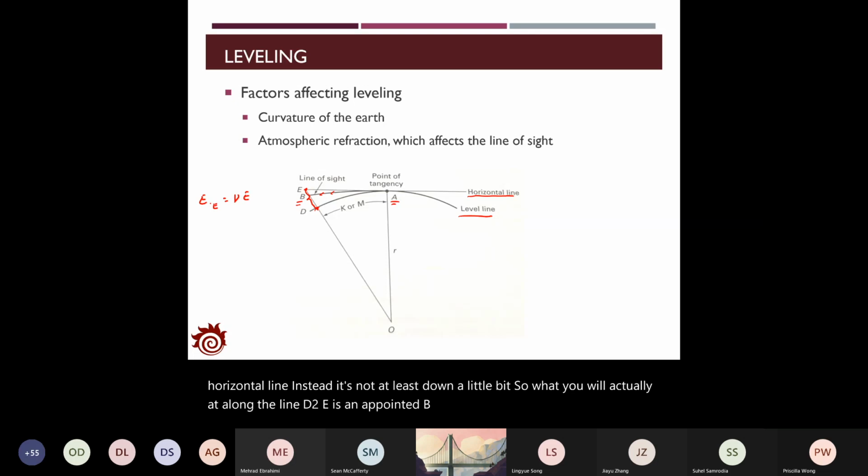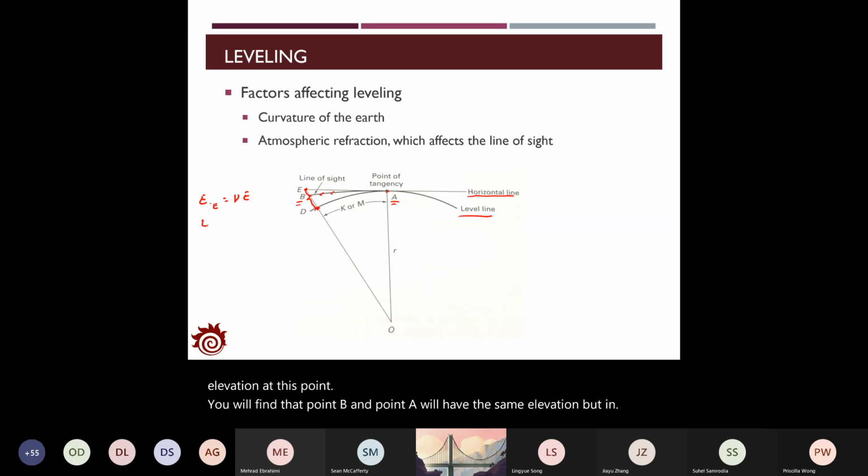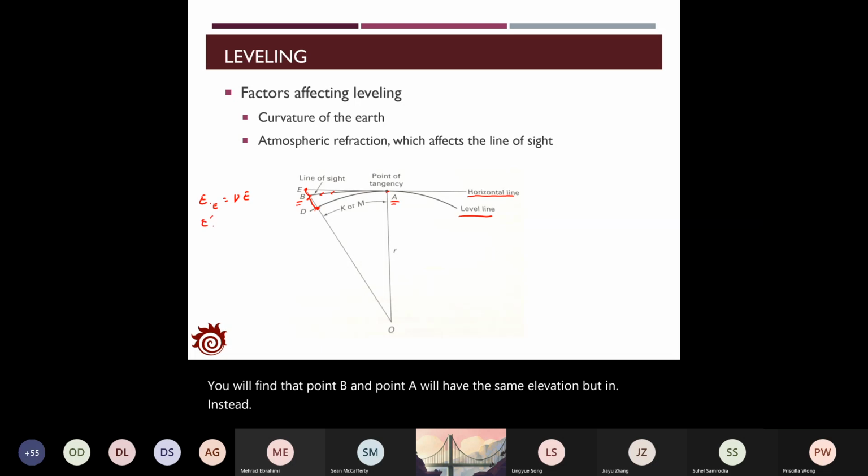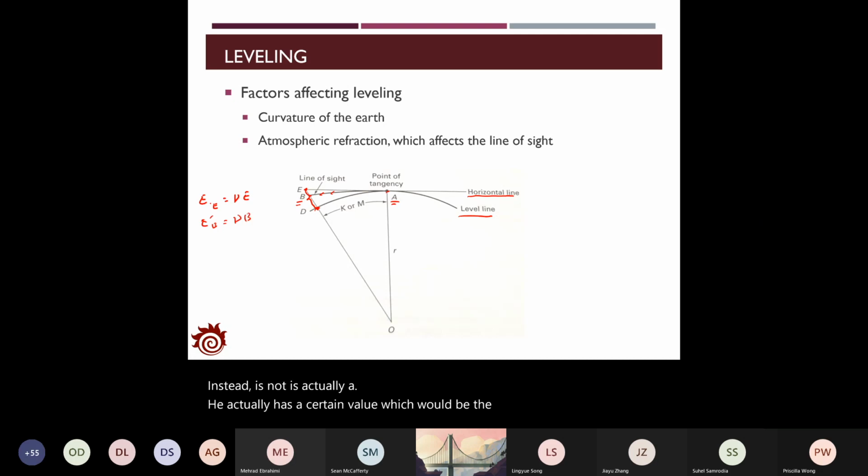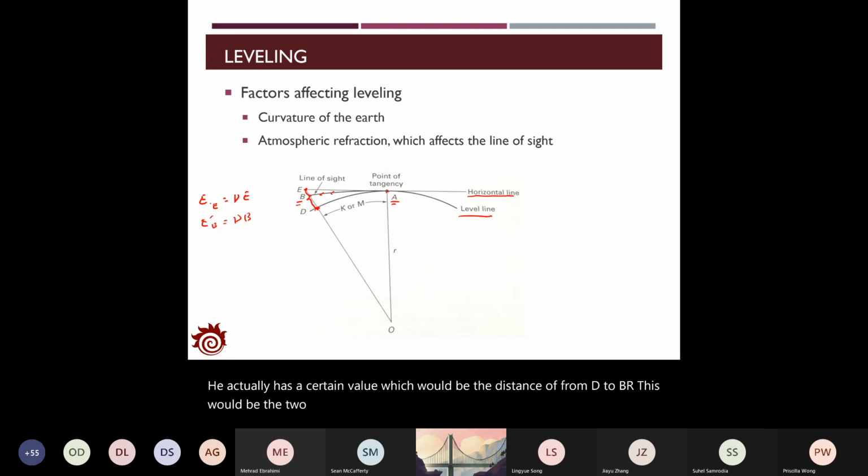And if we try to measure the elevation at this point, you will find that you would assume point B and point A have the same elevation, but instead it's not. It actually has a certain value, which would be the distance from D to B. These are the two errors that we have to consider. One is from the curvature, the other one is from the atmospheric refraction. At first, we will try to identify the quantity of these two errors.